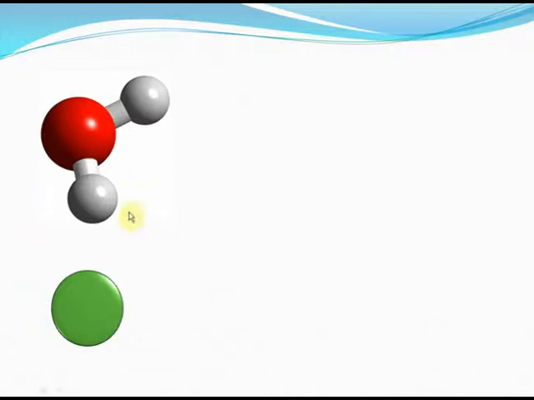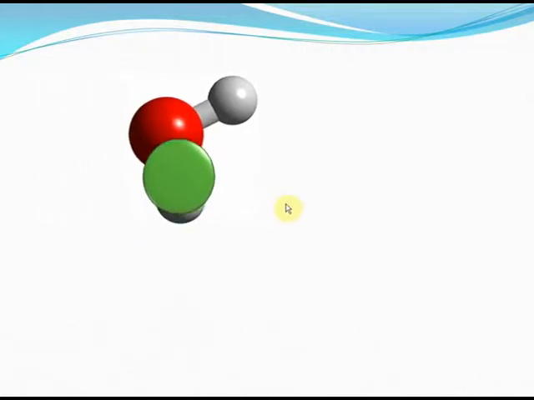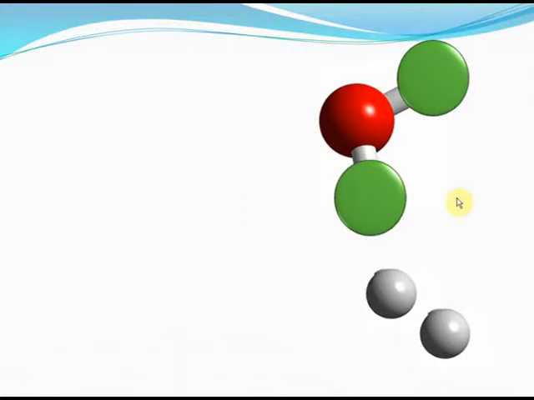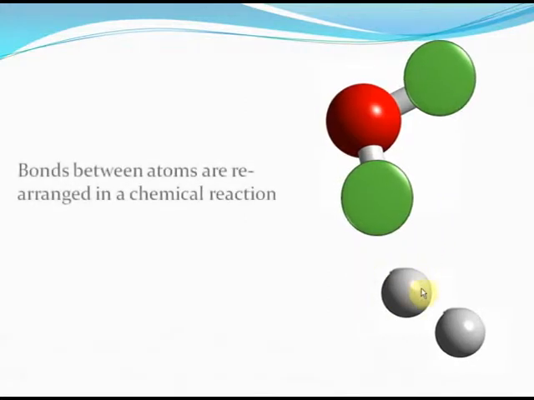So as you can see, let's say there are two molecules, this green molecule and this red and silver molecule. Now, after the chemical reaction, the bonds between these molecules will get rearranged, and as you can see, the silver atoms are now not attached to the red atoms. The green atoms are attached to the red atom, isn't it? So the bonds between the atoms get rearranged in a chemical reaction.